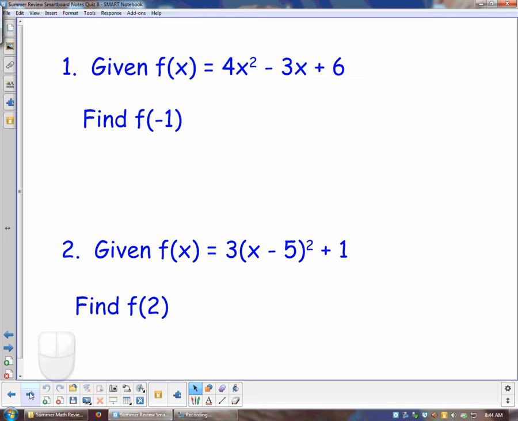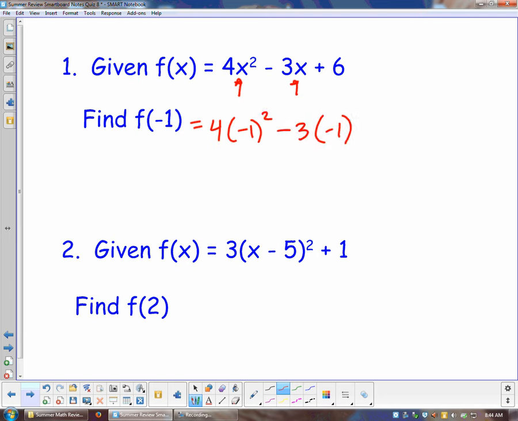If we're evaluating a function, f of x equals 4x squared minus 3x plus 6, and we want to find f of -1, that means we're going to plug in -1 wherever we see an x. So we're going to plug in -1 right here and right there. So we're going to have 4 times -1 squared minus 3 times a -1 plus 6.